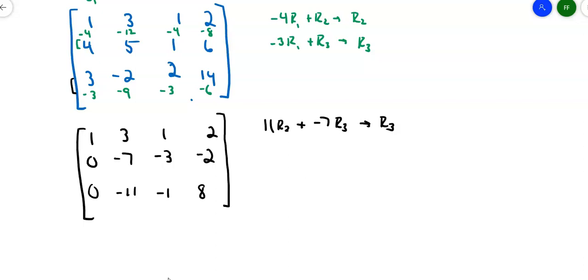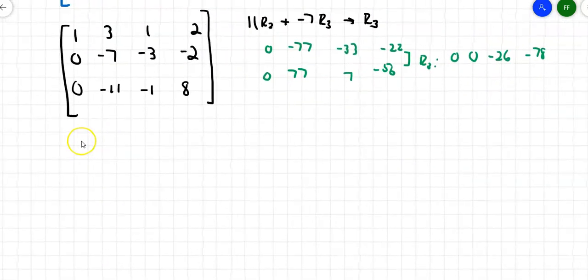All right, so when I do that here, let me come along the side because these numbers are going to get big. I'll get 0, negative 77, negative 33, negative 22. Down the bottom, I'll still get a 0. Negative 7 times negative 11 is 77. Negative 7 times negative 1 is positive 7. Negative 7 times 8 is negative 56. Add these together, this is my new row 3. 0, 0, negative 26, negative 78. All right, we're getting there.